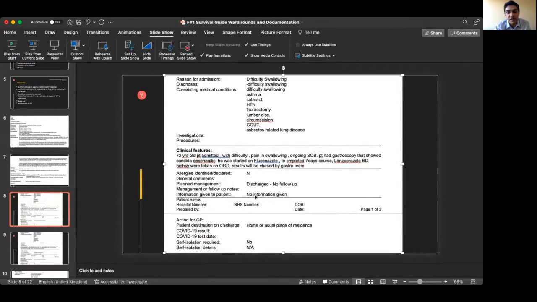Any information given to the patient. They've said here, no information given to the patient. So they've not really safety netted this patient about any red flag symptoms to watch out for or who to contact. Yeah, so that's all. That's this discharge summary. I'll give you guys maybe a minute or so to write in the chat. Do you think this is an example of a good discharge summary or not? And then Nihal can tell me what you guys think in general.